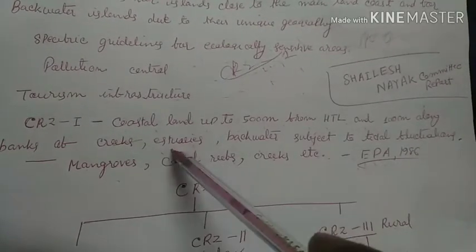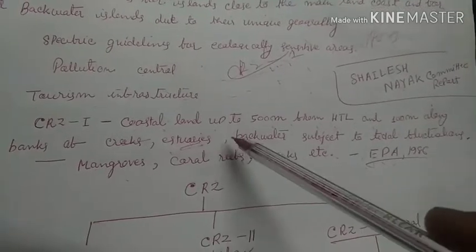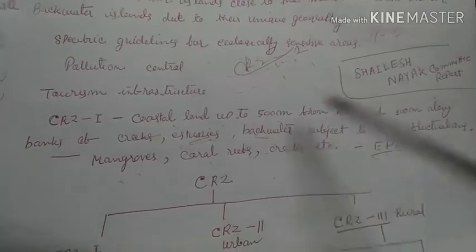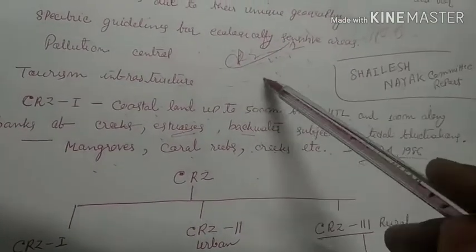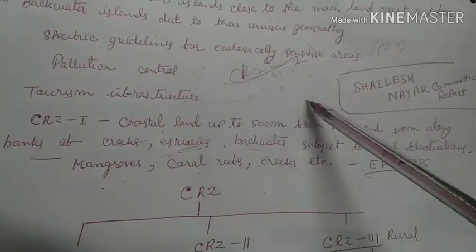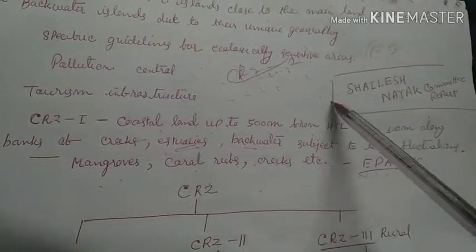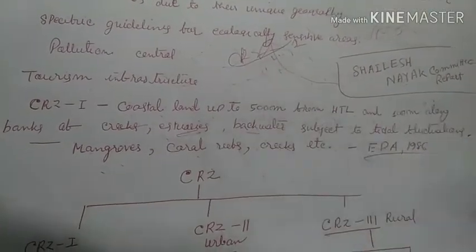Try to find out what is creek, estuary, difference between estuary and delta, backwater. These are important for prelims, and it consists of mangroves, coral reefs, creeks, etc. Choiles-Nayak committee report is inevitably linked with this issue. I'll discuss the report in another video. Till then, try to find out yourself how you can interlink Choiles-Nayak committee report to this current affairs issue.